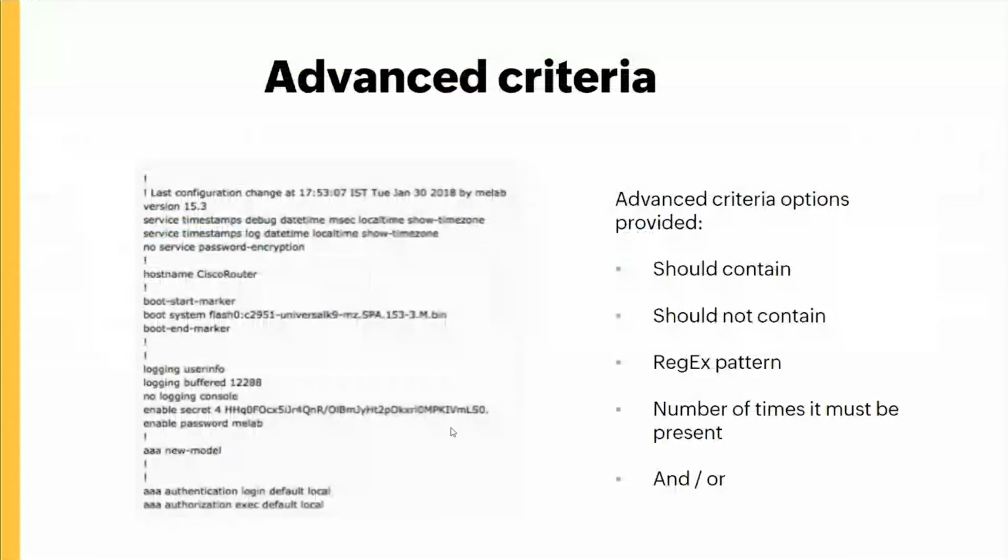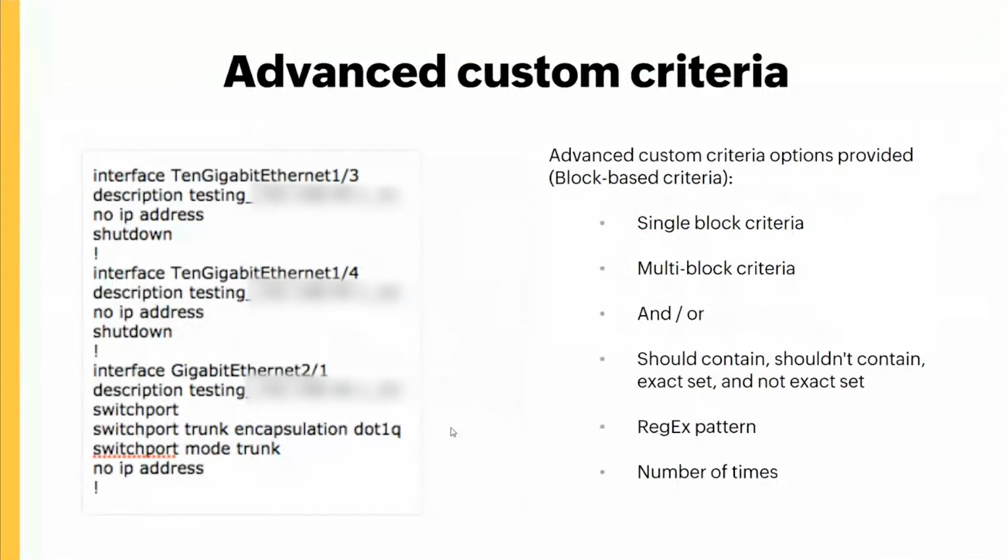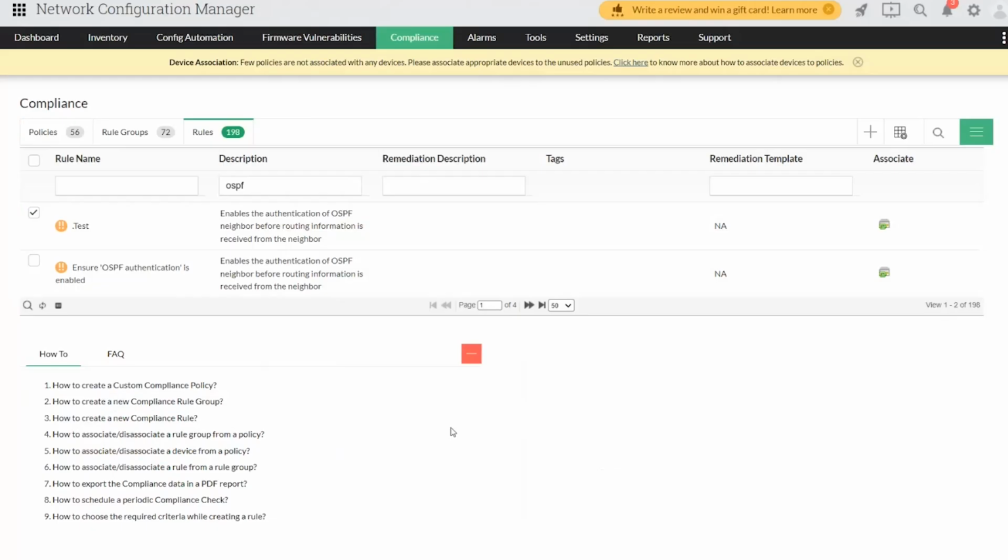So next up is the advanced custom criteria. This is basically a mixture of both simple criteria and advanced criteria. Here you have the option to use a single block criteria as well as multi-block criteria. You can also use the AND/OR functions, regex patterns, and specify the number of times a pattern must be present. So let me show you this in the UI.